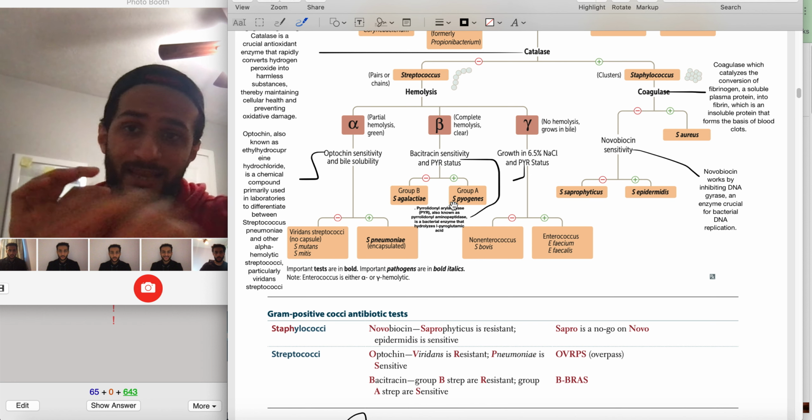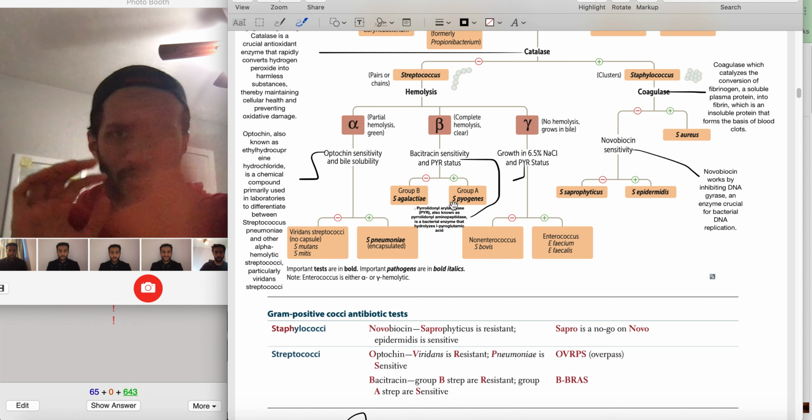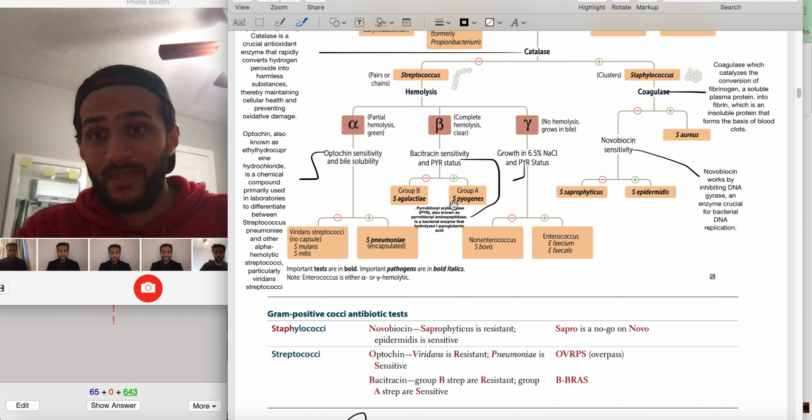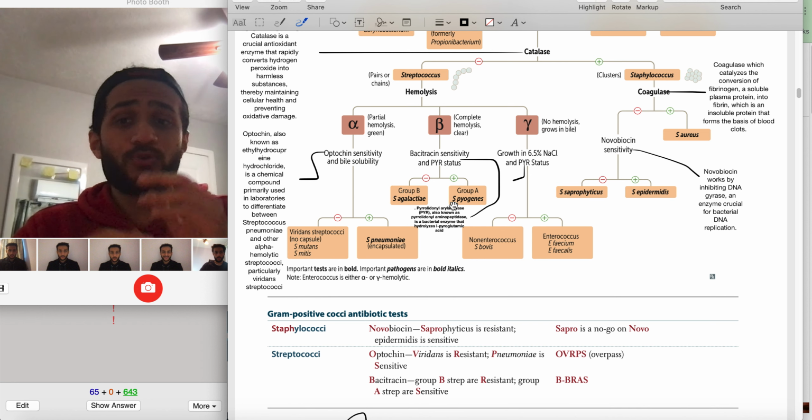So coagulase positive, catalase positive, Staph aureus. Remember, aureus is positive for everything. And then coagulase negative, guys, is going to be your Staph epidermidis and your Staph saprophyticus. Now, how do you want to differentiate the two? That's going to be here with novobiocin.